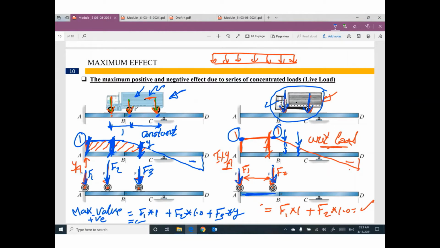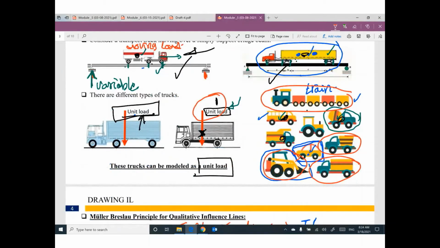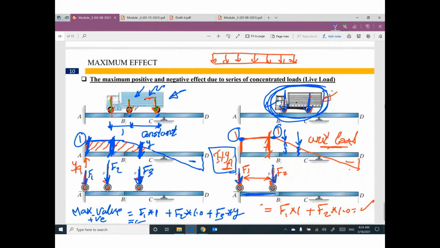So right now, I know what is the type of truck, what is the weight of truck, what is the dimension of truck. So I can convert this influence line, which is due to unit load, to a value due to this truck and any other truck. So whatever the type of truck, I can convert right now what is the effect of this truck on the bridge. Let's do this calculation by using this example.